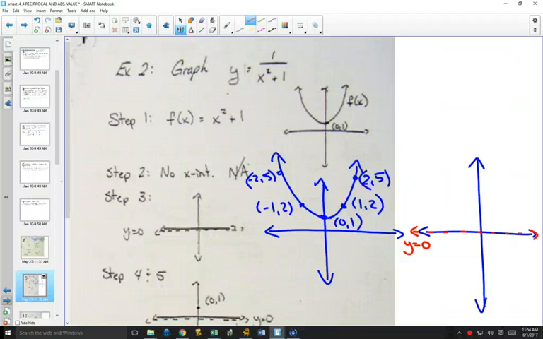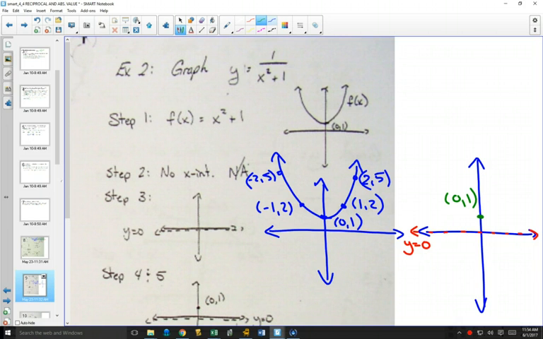Same thing, if it went down forever, you'd have an asymptote. So if I did -x squared minus 1 and had this graph down here, I would still have that at y equals 0. Okay, so now look at our points. What's going to happen to 0, 1? It's going to stay, because 1 over 1.